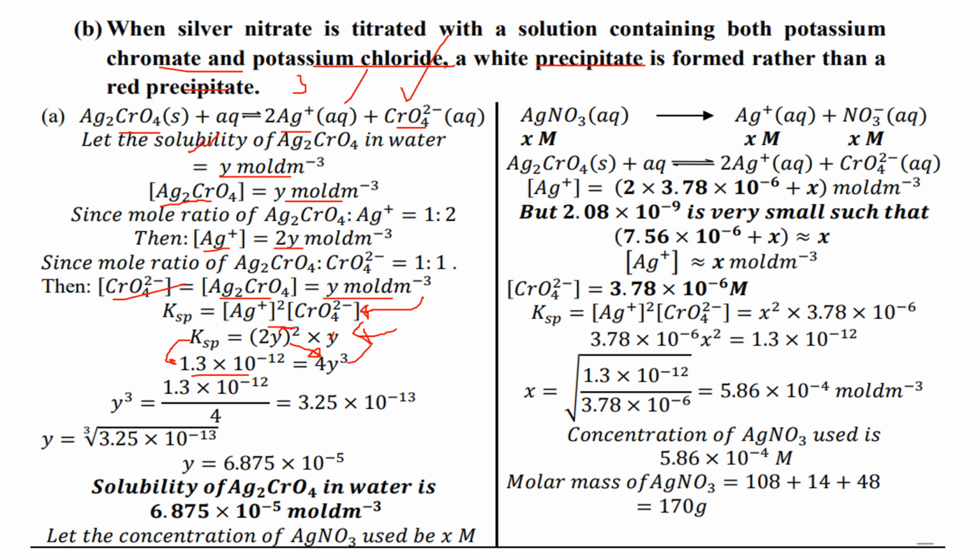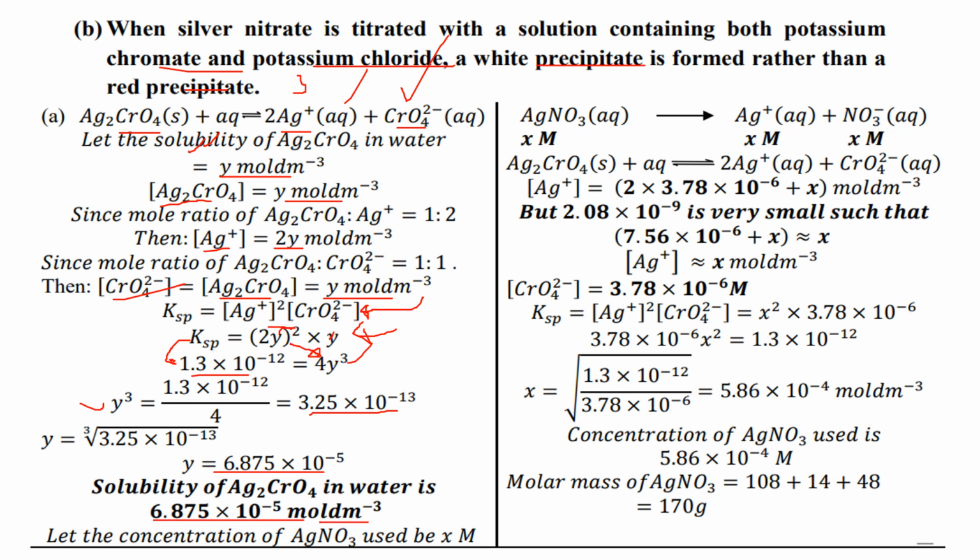So you make Y cubed the subject, and you're going to end up with 1.3 exponential negative 12 divided by 4. Putting everything in the calculator, you're going to end up with 3.25 exponential negative 13. So you make Y the subject by finding the cube root on both sides. And you're going to end up with your value of Y, which is the same as the solubility of silver chromate, to be 6.875 exponential negative 5 moles per decimeter cubed.